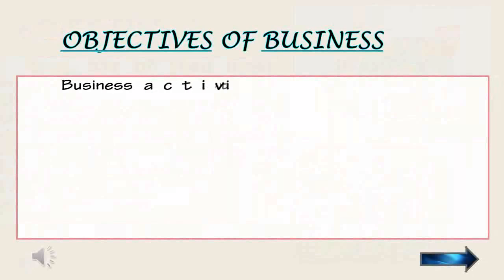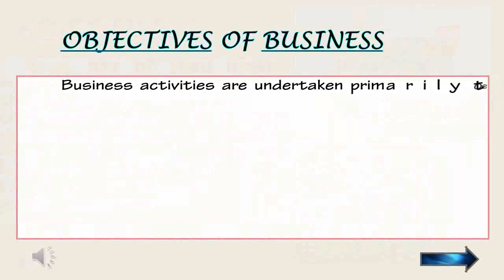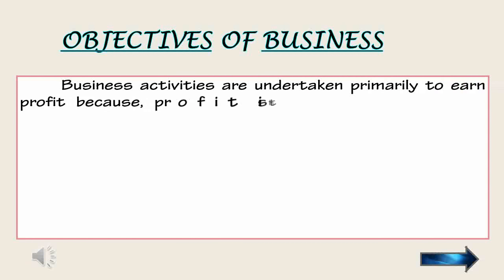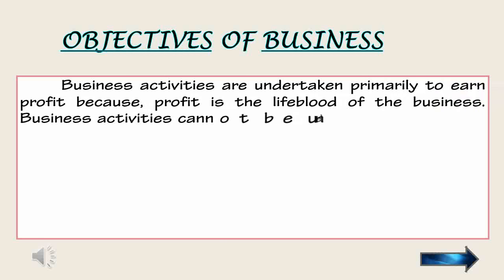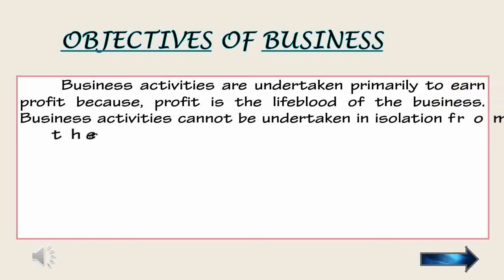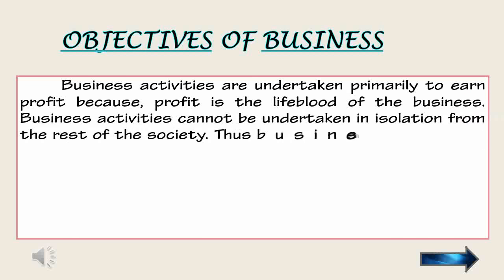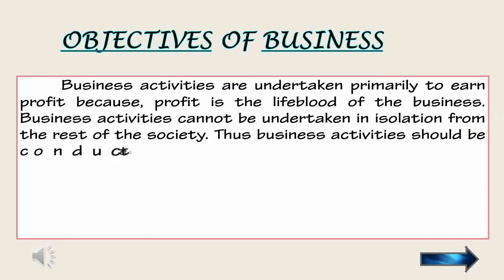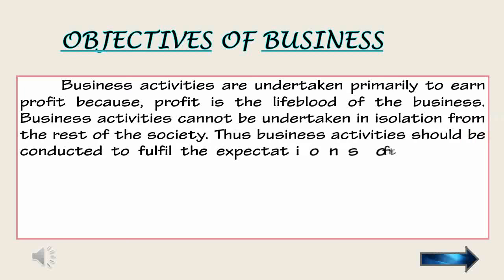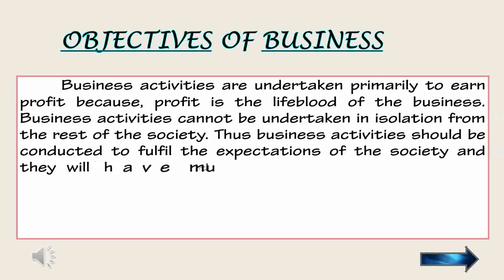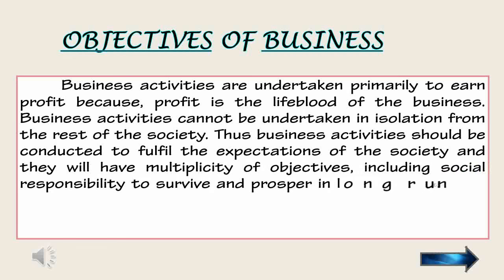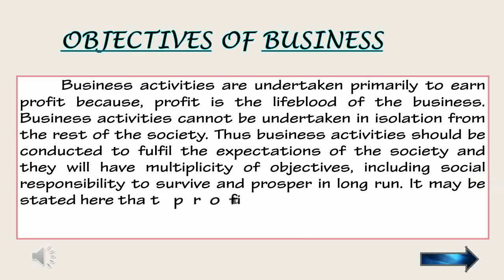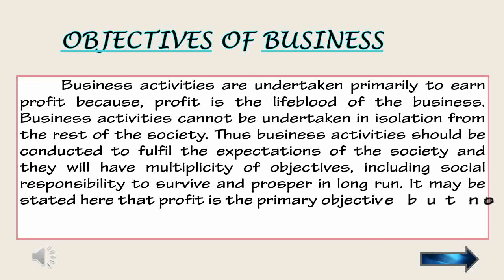Business activities are undertaken primarily to earn profit because profit is the lifeblood of the business. Business activities cannot be undertaken in isolation from the rest of the society. Thus, business activities should be conducted to fulfill the expectations of the society, and they will have a multiplicity of objectives, including social responsibility, to survive and prosper in the long run. It may be stated here that profit is the primary objective but not the only one.